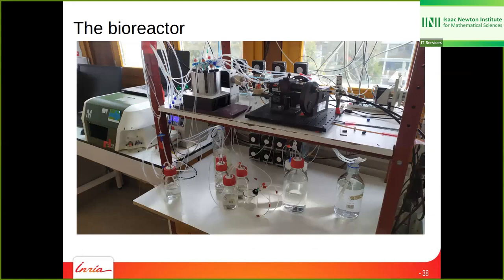So this is what it looks like in the lab. Here are the reactors. This is an incubator, so they keep it at 37 degrees. And here basically all the medium is on the ground floor, and it's being pumped using peristaltic pumps to our cultures. And then we also have the flow cytometer in the same room, so we can take out samples, dilute them, and pump them to the flow cytometer.